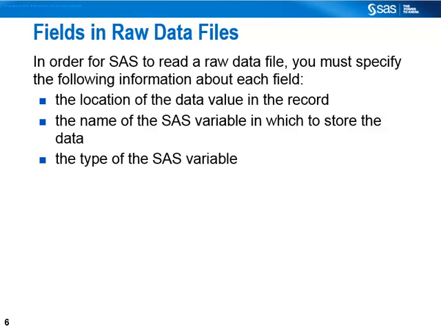In order for SAS to read a raw data file, you must specify the following information about each field: the location of the data value in the record, the name of the SAS variable in which to store the data, and the type of SAS variable.